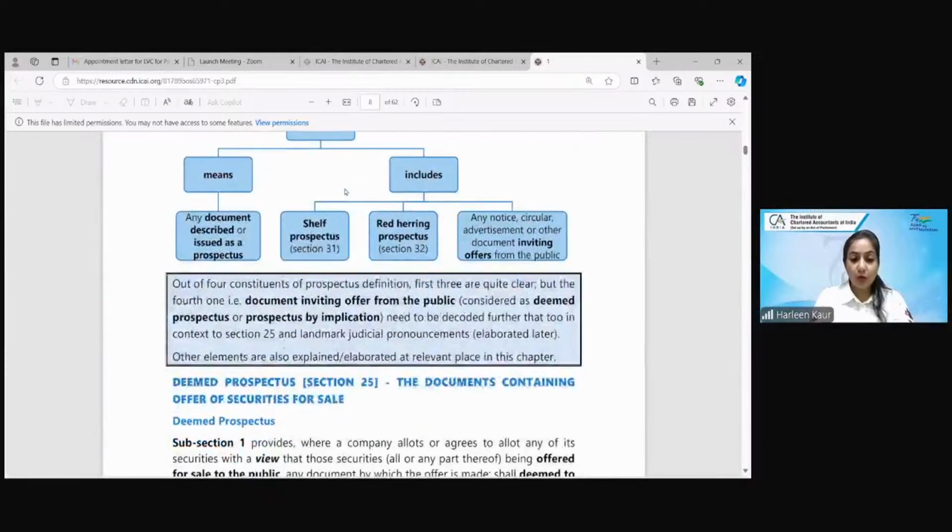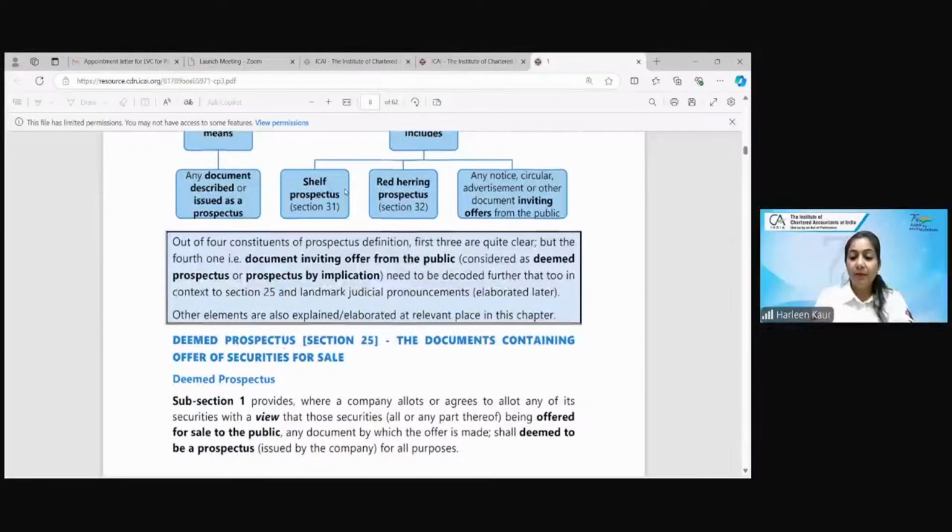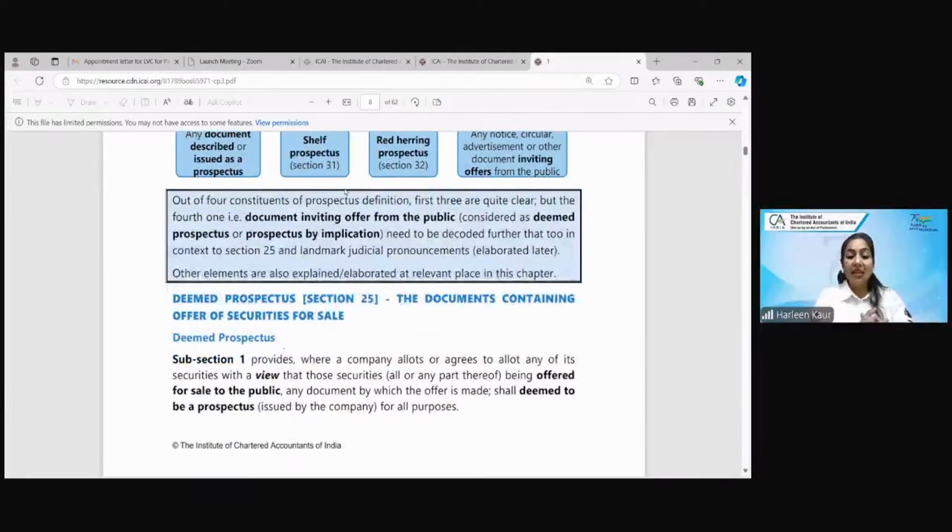So this is what I wanted to show you from the study material. Now we are going to talk about deemed prospectus, the document containing the offer of securities for sale. I will just brief you about deemed prospectus and then I'll take a small break and then we will discuss in detail. So what is the meaning of deemed prospectus?